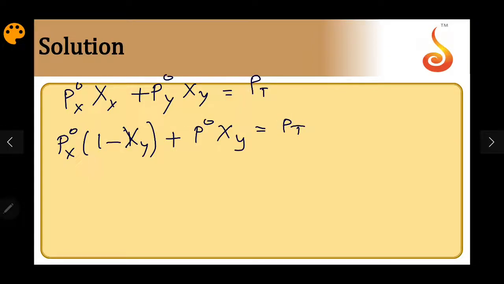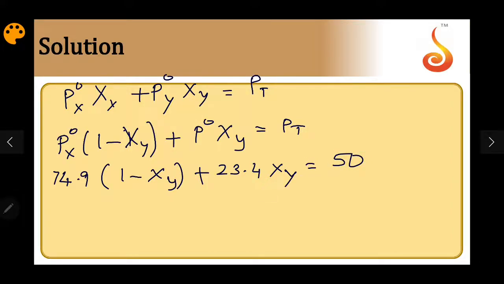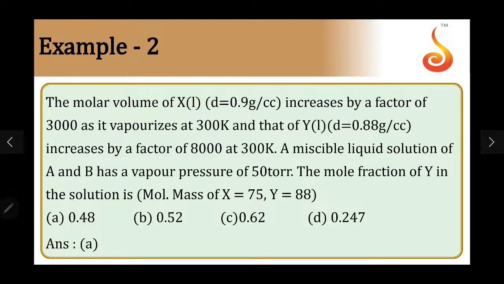So P naught X is 74.9 into 1 minus XY plus 23.4 into XY is equal to 50. So if you substitute and simplify, you get mole fraction of Y is equal to 0.48. Okay, so this is the answer, expected answer 0.48. We'll see the options. So option A is the answer, which is 0.48.